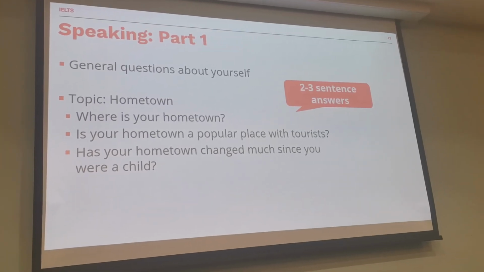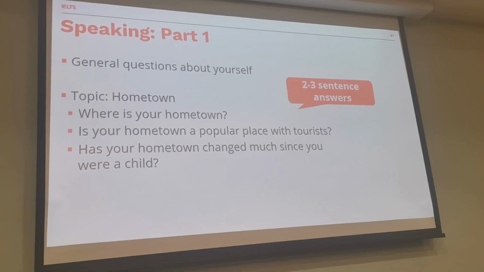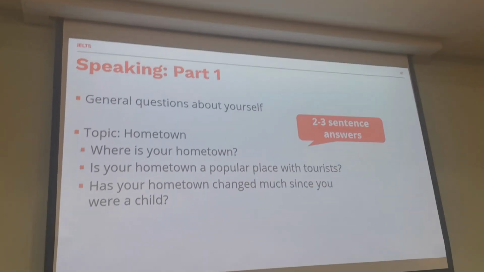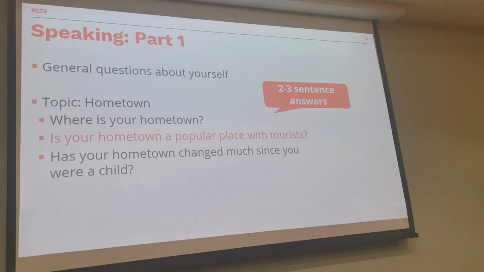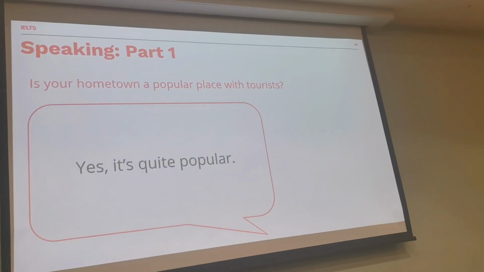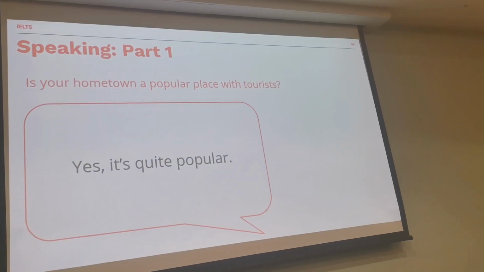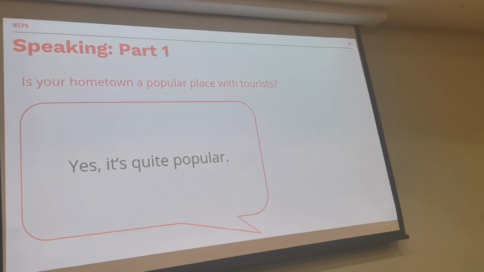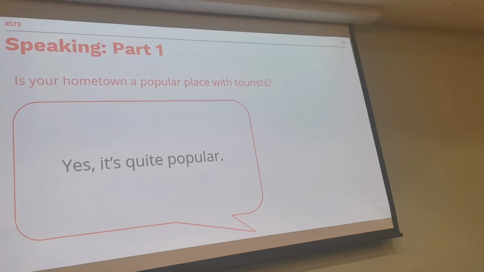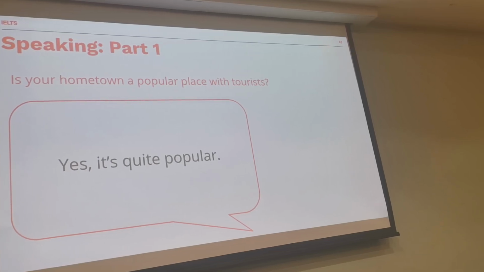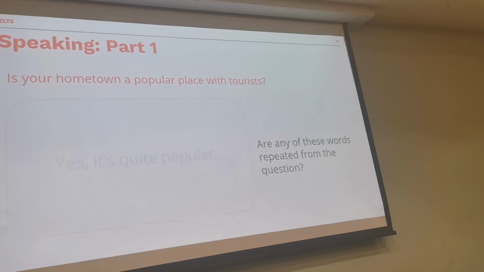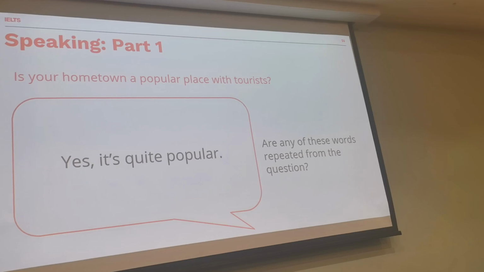As I said, 2 or 3 sentences, but they should be complex, kind of 2 verbs, using lots of linking together. So let's take this as an example. Is this a good answer? Not great. So yes, it's quite popular. What's wrong? Too short. No supporting ideas, no examples, no explanation. It's also, are any of the words repeated in the question?